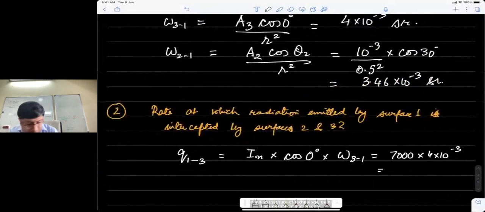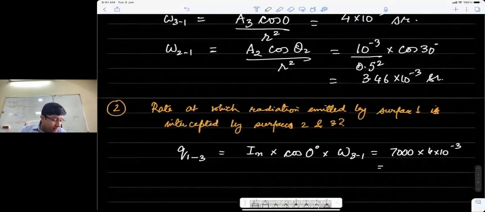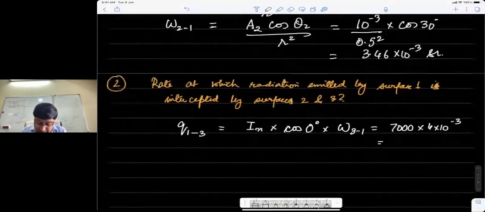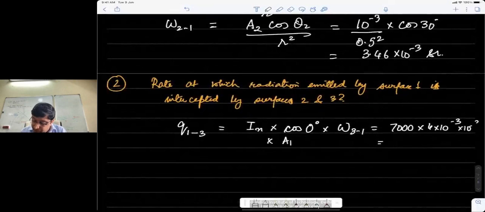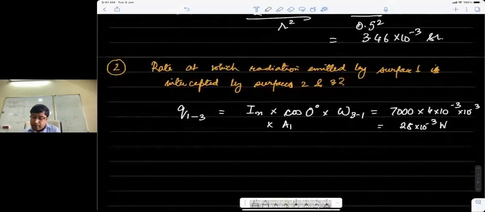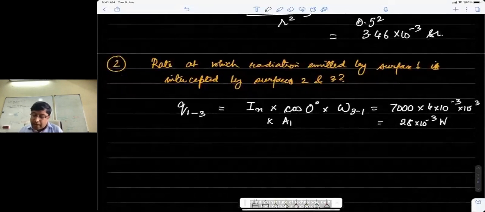Did I mess up my unit somewhere? Oh yeah, into area. Sorry, I forgot about the area completely. This is the total flux, so this is also into area. So we also need A1, and A1 was 10 to the power minus 3. So this becomes 28 into 10 to the power minus 3 watts of energy, or rate of energy reaching surface 3 from surface 1.